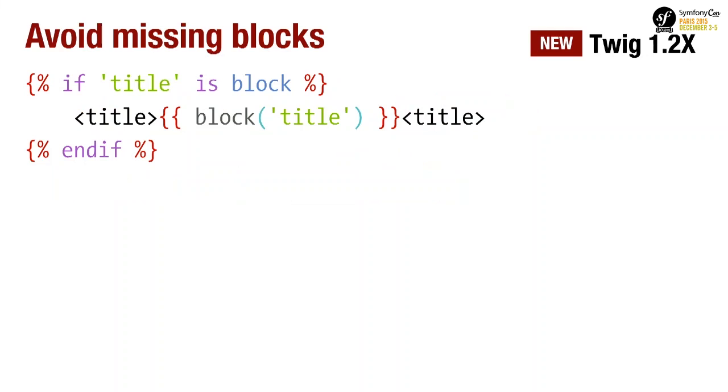This is for edge cases, not for daily use. Sometimes you may need to check if a block is defined. Otherwise, if you try to use or access a block which is not defined, the application will break. So you can check that with this new test: if title is block, then use it. However, it's not merged yet into Twig, so it's not a new feature. It's a future feature.